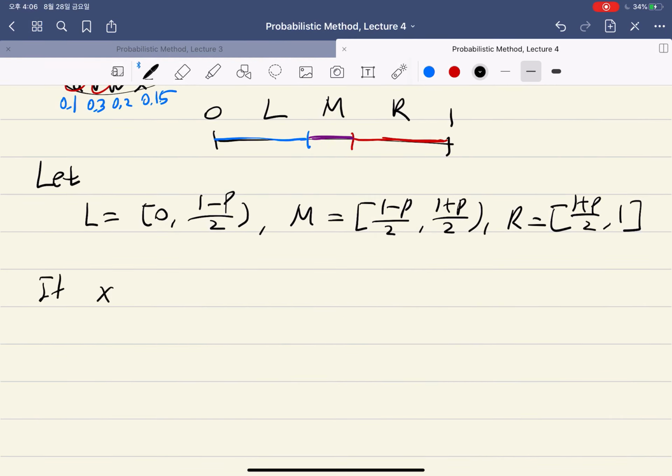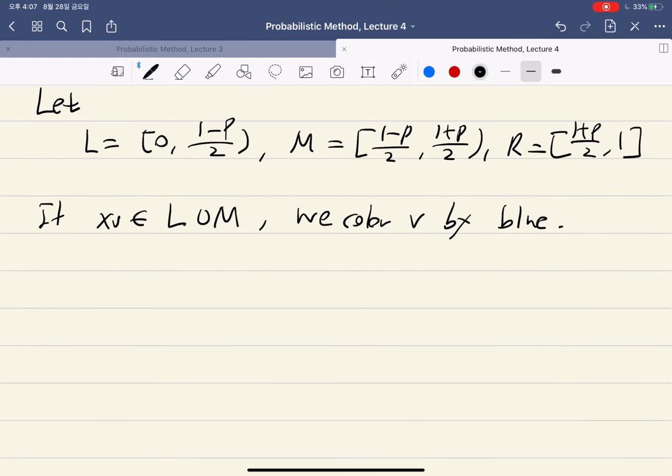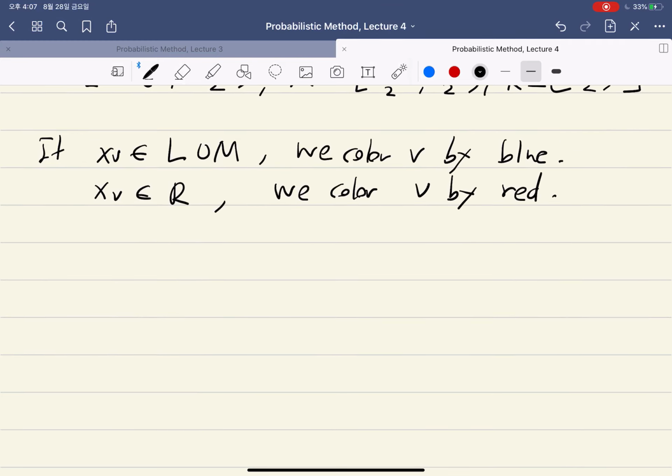So if X_v is in L or M, then we color v blue. So as our plan, we want to color the vertices with a probability so that blue is a bit more likely than red. And if it's in the right interval, then we color v red.